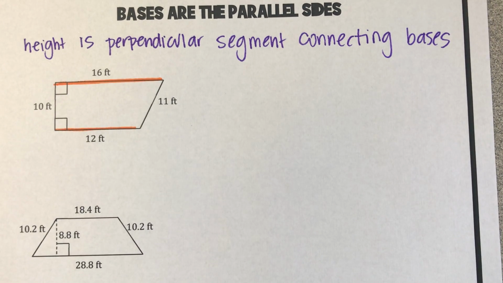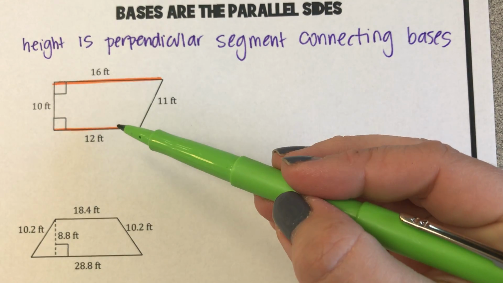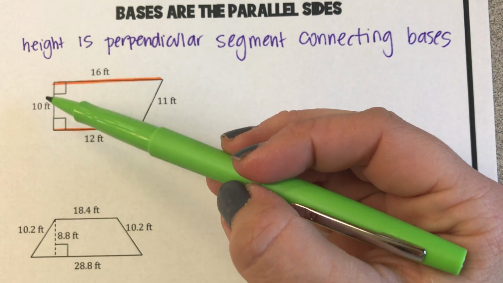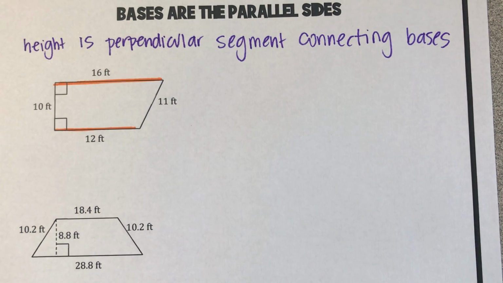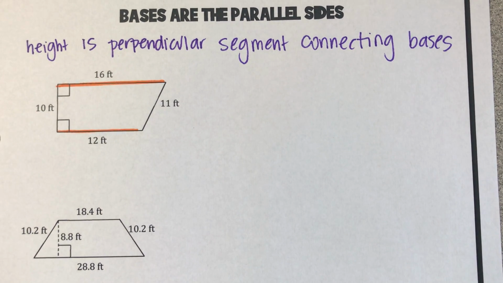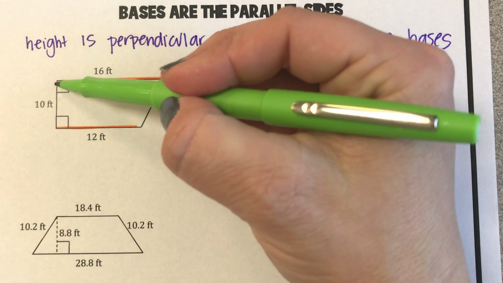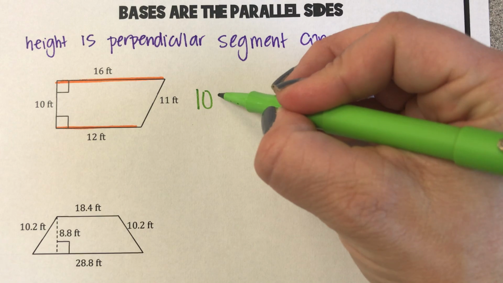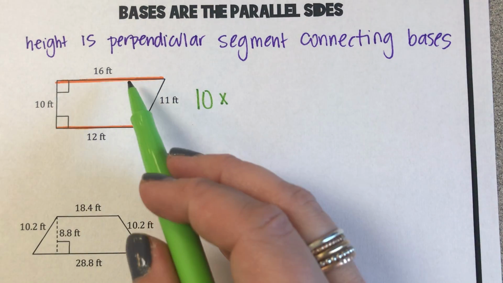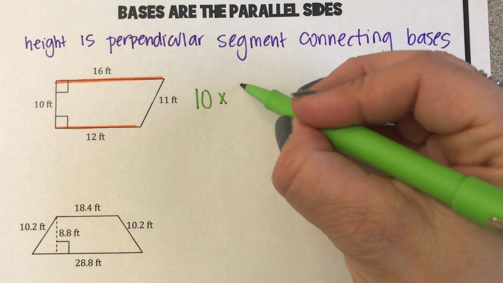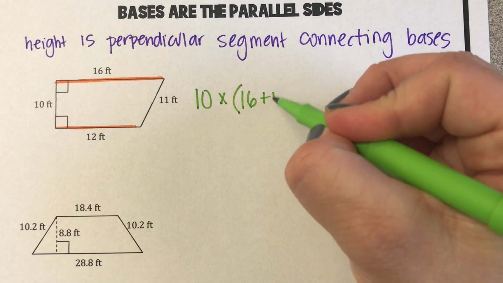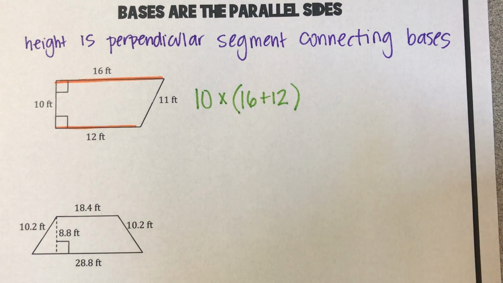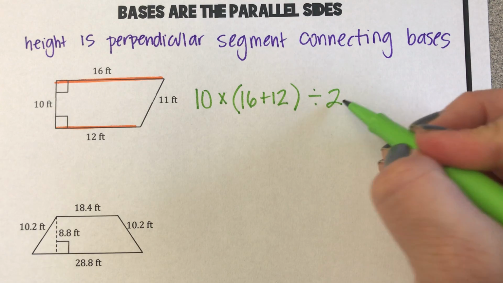Okay, so let's talk about our formula, right? So the first thing we have to identify is what is the height. So if these are the bases, the height is what's connecting them. Is it 10 or is it 11? It is 10, just like when we did triangles. Okay, it's this perpendicular, this straight segment. So it's 10 times, okay, then if we add the bases together, it's 16 plus 12, and then the last step is divided by 2.